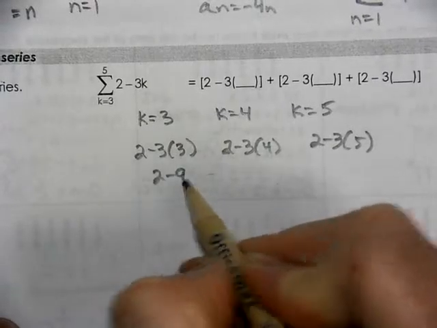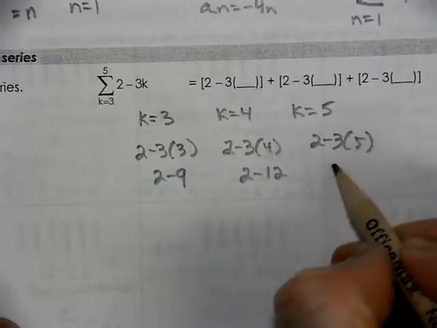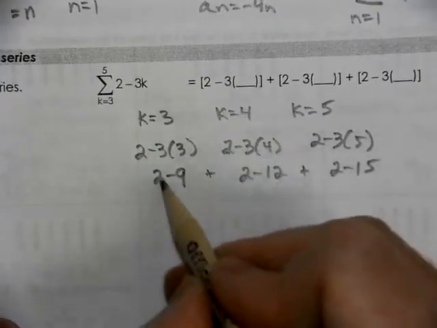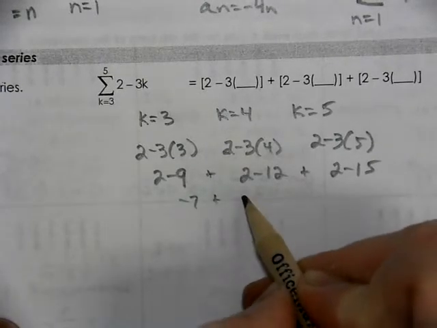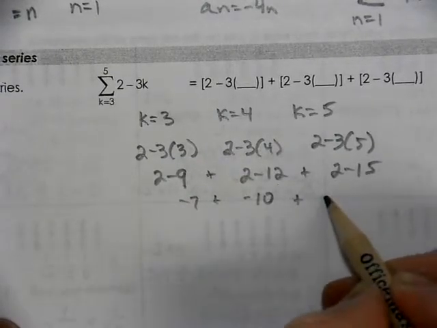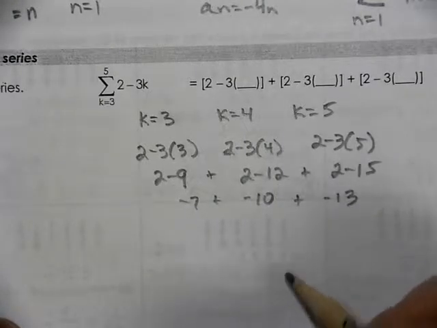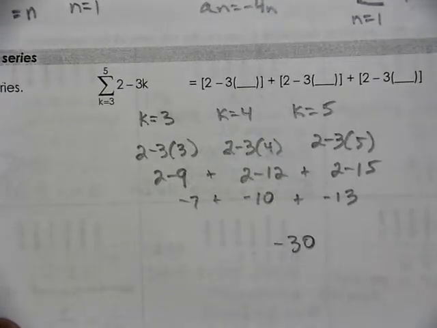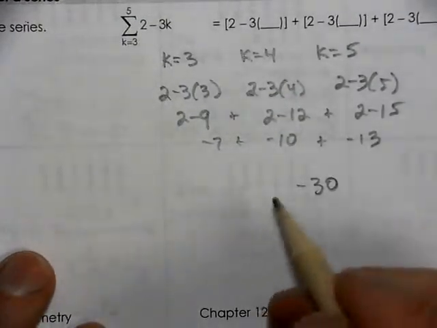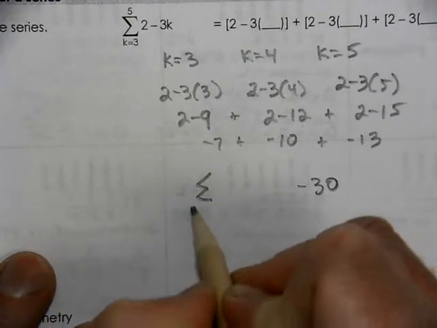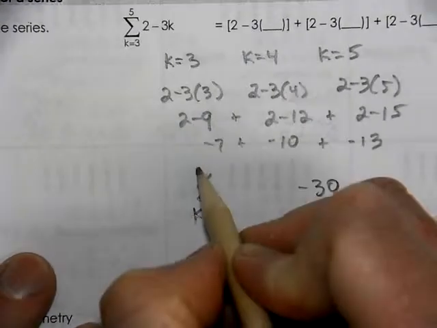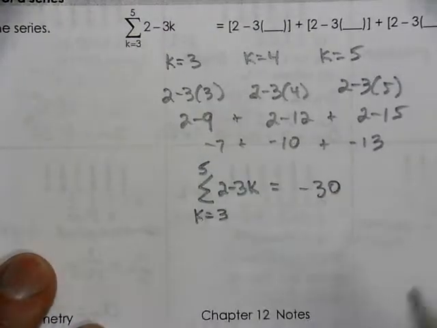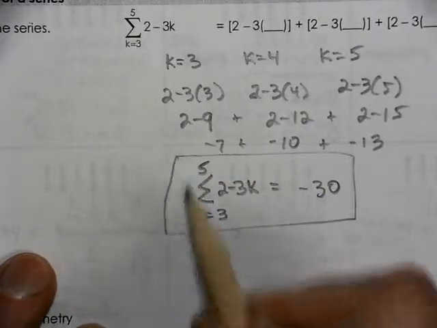This gives us 2 minus 9, 2 minus 12, and 2 minus 15. We're still adding these terms together. This is negative 7, negative 10, and negative 13. Negative 17 minus 13 more gives us negative 30. So we can say when k equals 3 to 5, 2 minus 3k is going to equal negative 30.